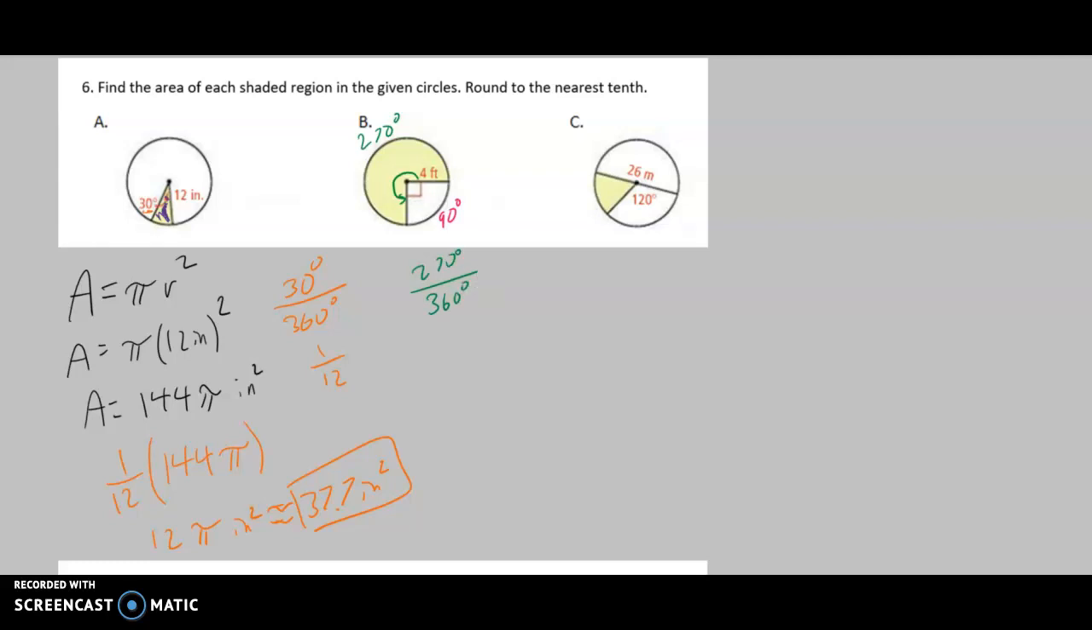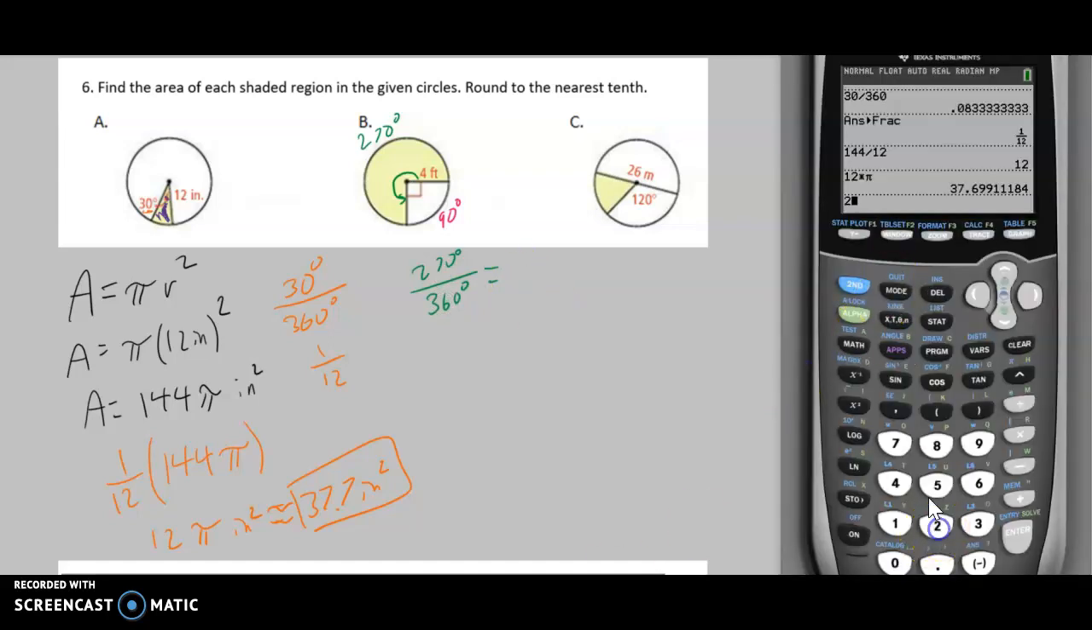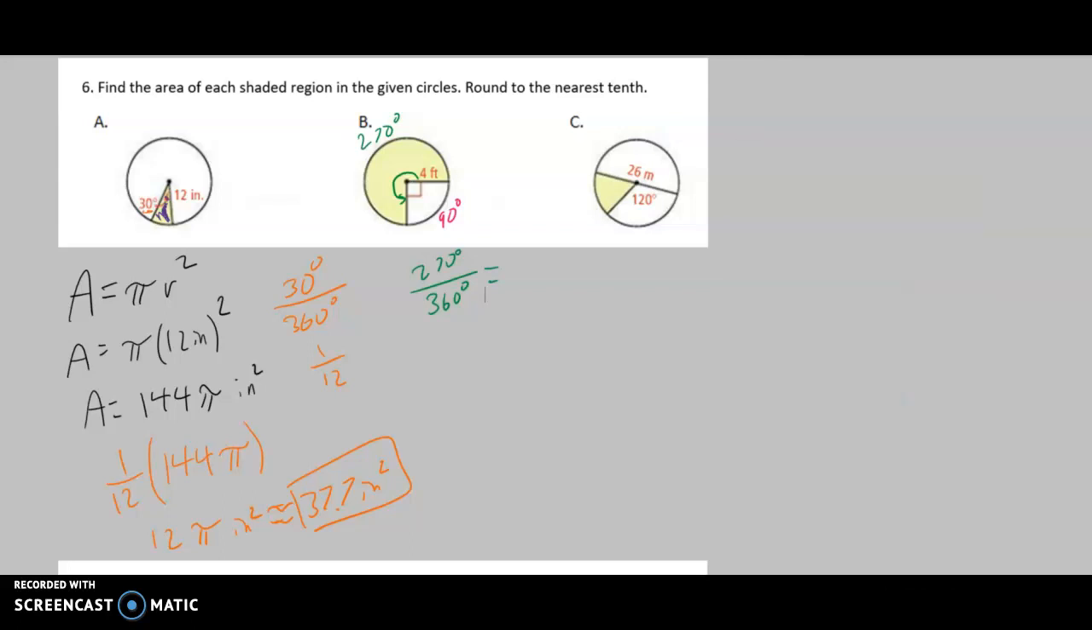So let's go ahead and get that as a fraction. That's how I like to think about this. You could leave it as 270 over 360, but for me, it's easier to think about if I can simplify it. And I think this one should simplify pretty well. So 270 divided by 360 will give me 0.75. And we know that 0.75 is the same thing as 3 over 4, 3/4.